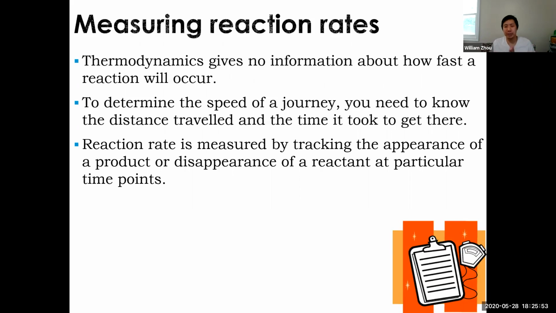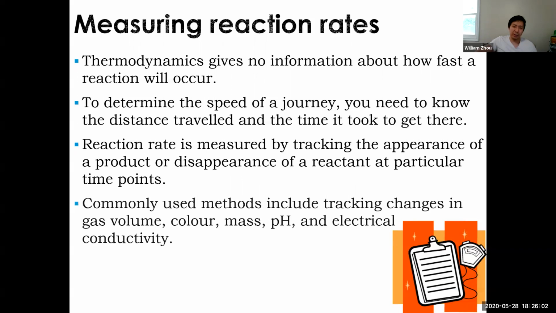Instead of tracking distance, we track the appearance of a product or the disappearance of a reactant. They're equally good at particular time points. Okay, just like measuring speed. There are many ways of doing this. Which method we use depends on the reaction itself. Some of these methods include tracking the gas volume if you produce a gas, tracking the color or the mass of the reactant or product, or the pH if it produces acid or base, or the electrical conductivity of your solution if you produce or consume ions.